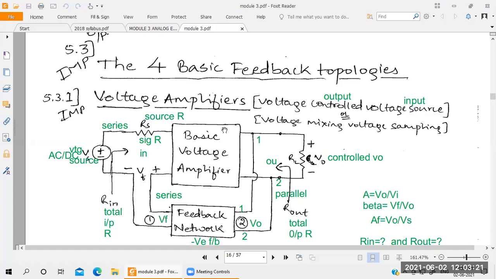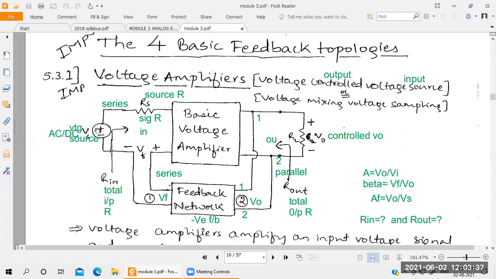So voltage amplifier means the output is voltage. Remember this one. Voltage amplifier means the output is voltage, but this output voltage is controlled by the input voltage source. So for that you take the source voltage. Here you take AC or DC. Connect the source voltage to the basic voltage amplifier. This block is the basic voltage amplifier. Then you take the output of the amplifier, that is V0.